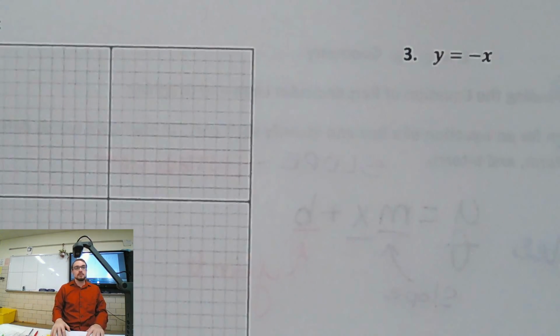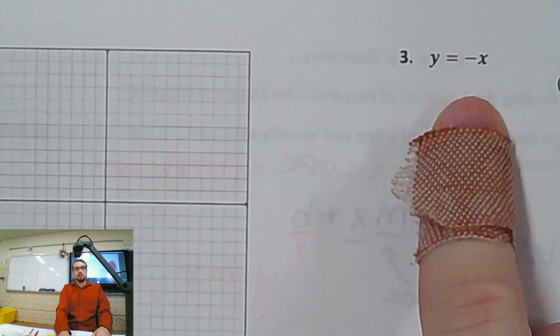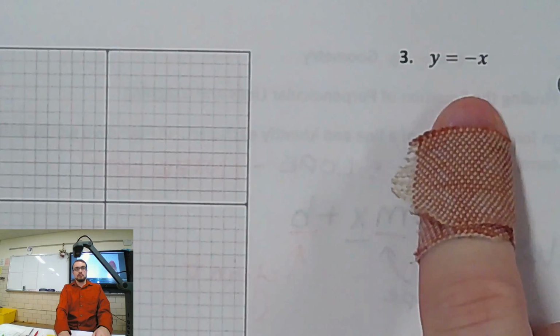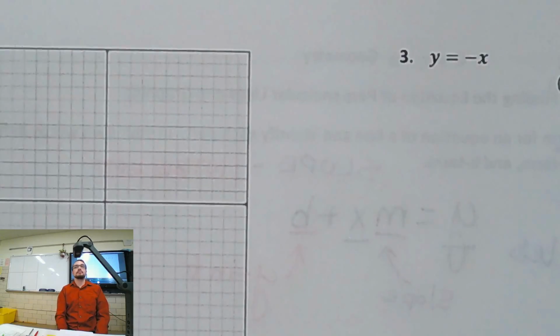Number 3. What does it mean? Y is the same as the negative x. Y is going to be whatever negative x is, right? What's another way to say that? Y equals -1x. Yeah, that's another way to say it. But what does it mean? Y and x are going to be the same except what? Negative. One of them is going to be negative, right? They're going to have opposite signs. The only time they won't is when x is 0, right? But they're going to be opposite signs.